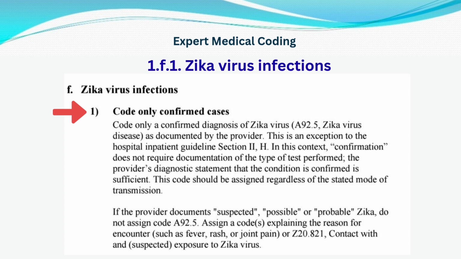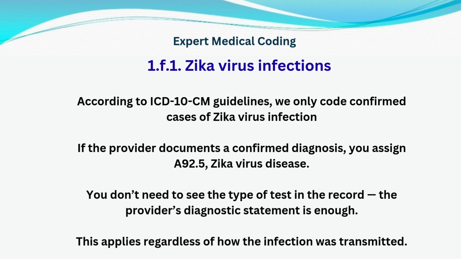If the provider documents suspected, possible, or probable Zika, do not assign code A92.5. Assign codes explaining the reason for the encounter, such as fever, rash, joint pain, or Z20.821, contact with and suspected exposure to Zika virus. So according to the ICD-10-CM guidelines, we only code confirmed cases of Zika virus infection. If the provider documents a confirmed diagnosis, you assign A92.5, Zika virus disease. You don't need to see the type of test in the record. The provider's diagnostic statement is enough to code.